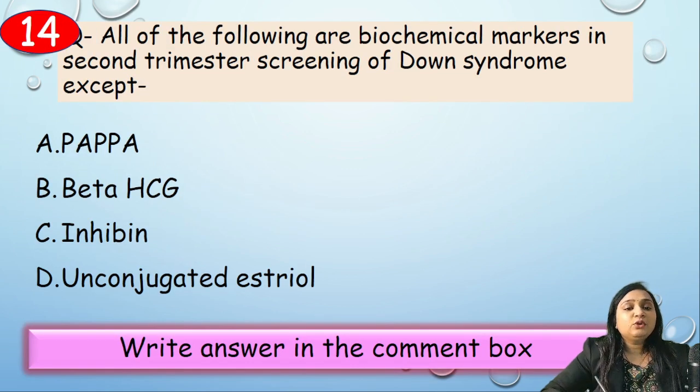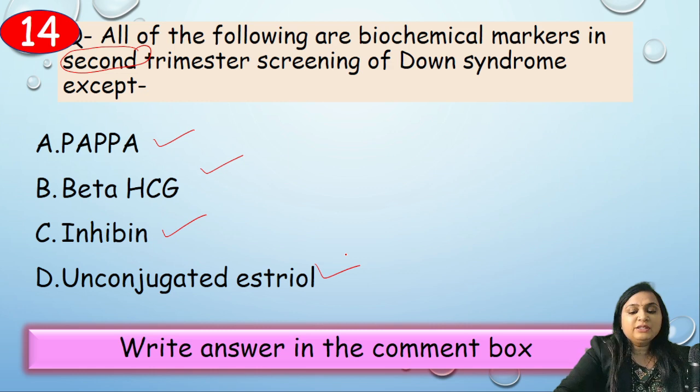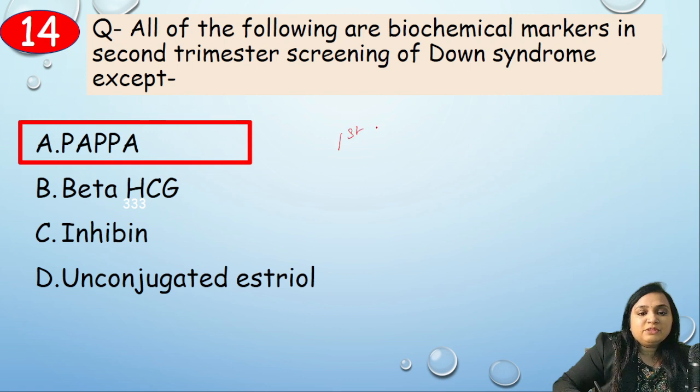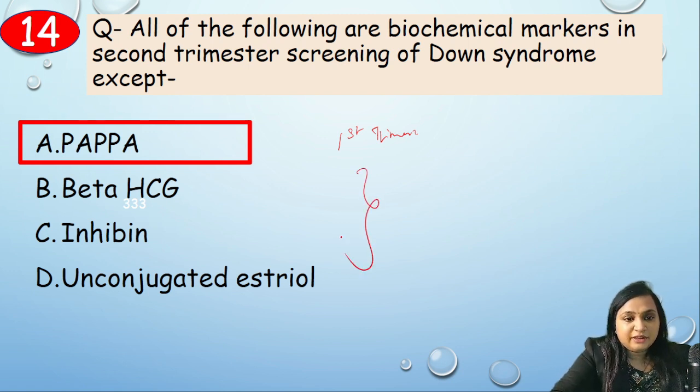The next question is, all of the following are biochemical markers in second trimester screening of Down syndrome except. Here it is second trimester screening. PAPP-A, beta HCG, inhibin or unconjugated estriol. Because PAPP-A is done in the first trimester of the pregnancy, it is not a second trimester screening. These others are all second trimester screening.